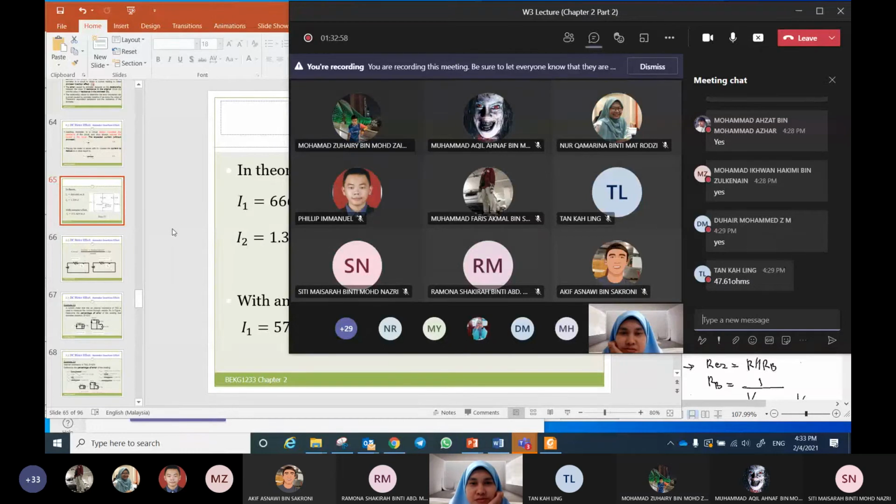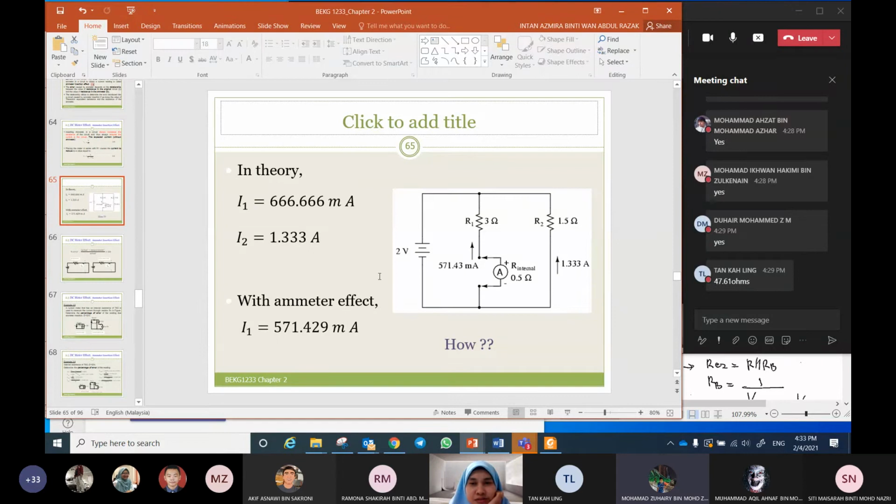What principle? Current divider. How to find I2 by using current divider? 3 divided by 3 plus 1.5 times I total. So we have to find the I total first, right? Other method? V over R2. Yeah, that's right, V over R2.